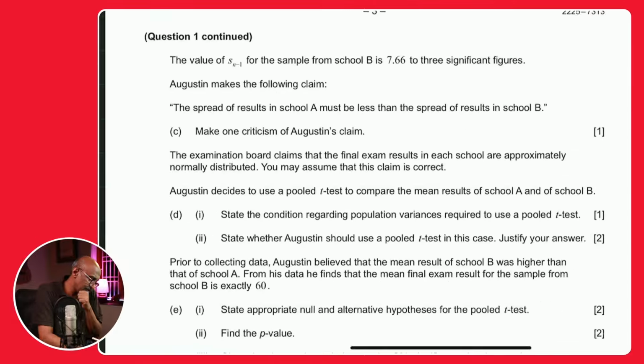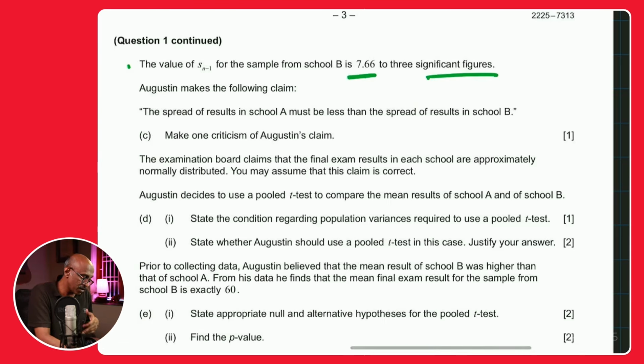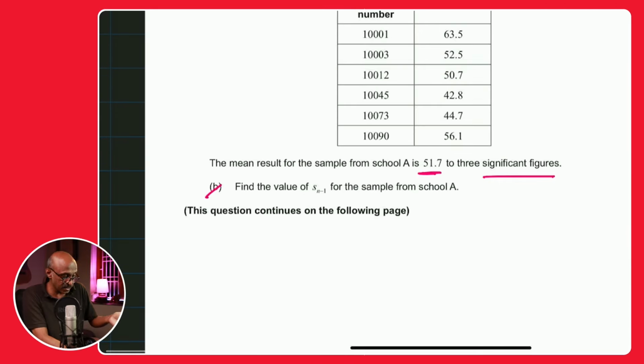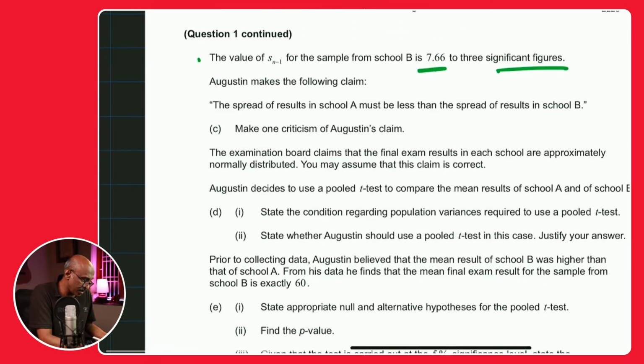This says that the value of Sn minus 1 for the sample from school B is 7.66 to 3SF. So 7.60 we got for school A. For school B, they have not given the data as they've given for the 6 students for school A, but they've given us the stats. They've given us the unbiased estimate for the sample standard deviation from school B. Then what have they said? Augustine makes the following claim: the spread of results in school A must be less than the spread of results in school B.